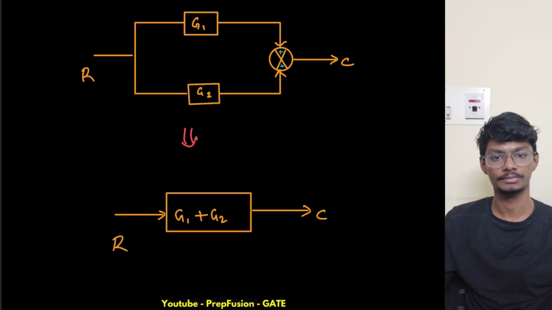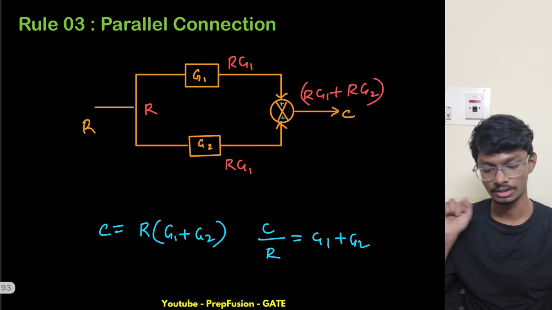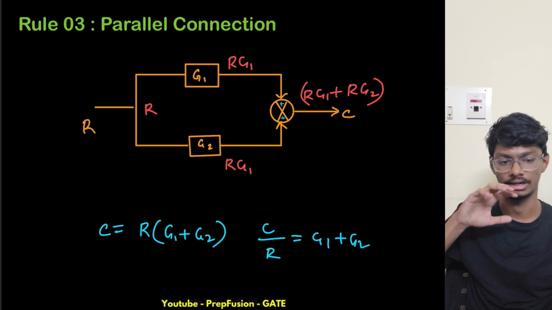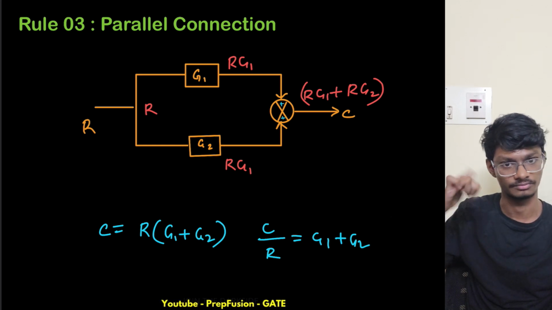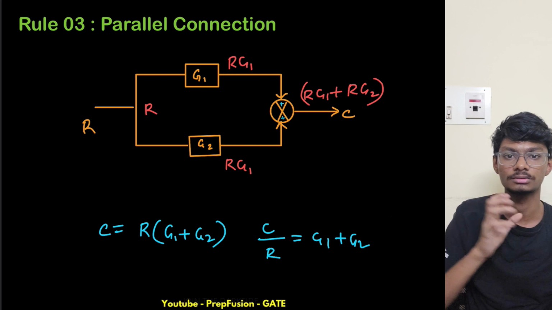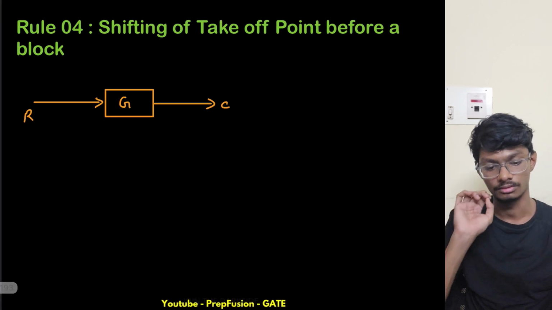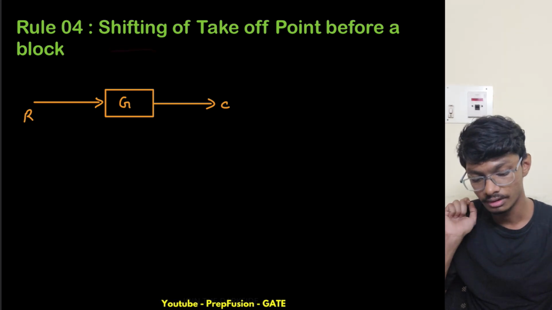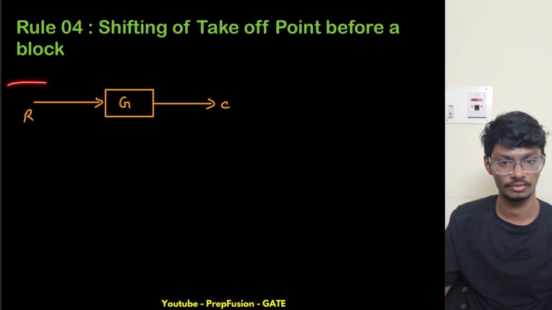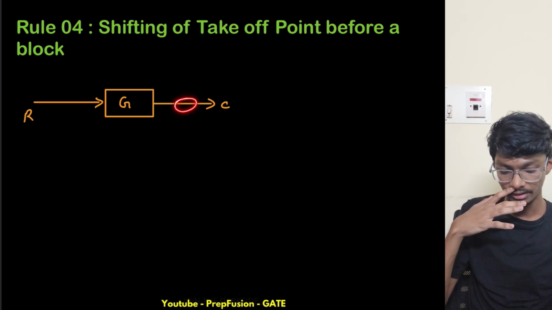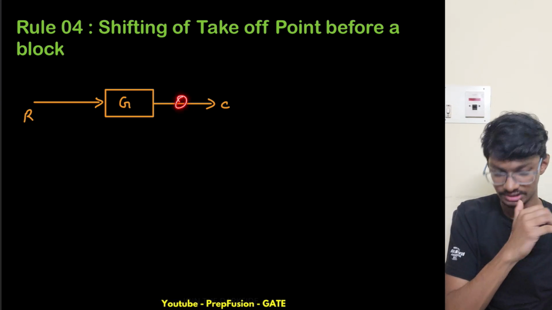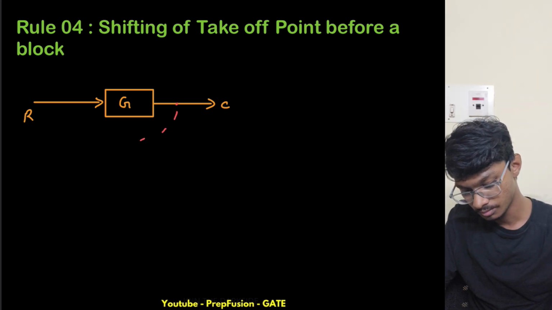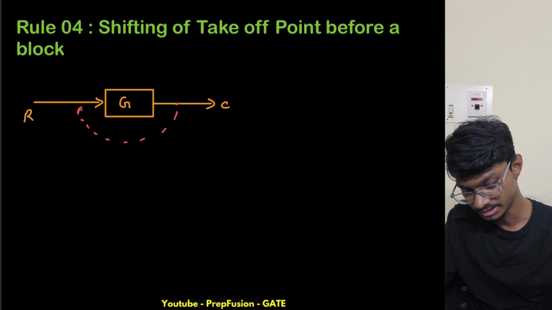I hope you don't have to remember this, you can just see this, right? These things are pretty simple to remember, and they come into your head anyway, and I hope you already know these rules from before, but our next few rules may be new to you. What is this new point? This is the shifting of the takeoff point before a block. Takeoff point, the point where I'm taking the output from, right? So this is the takeoff point. So what I need to do is shift this point to before the block, before the gain block basically.